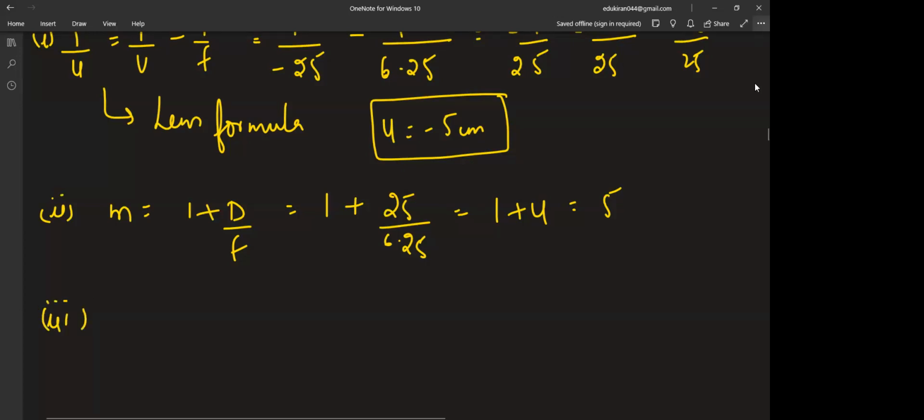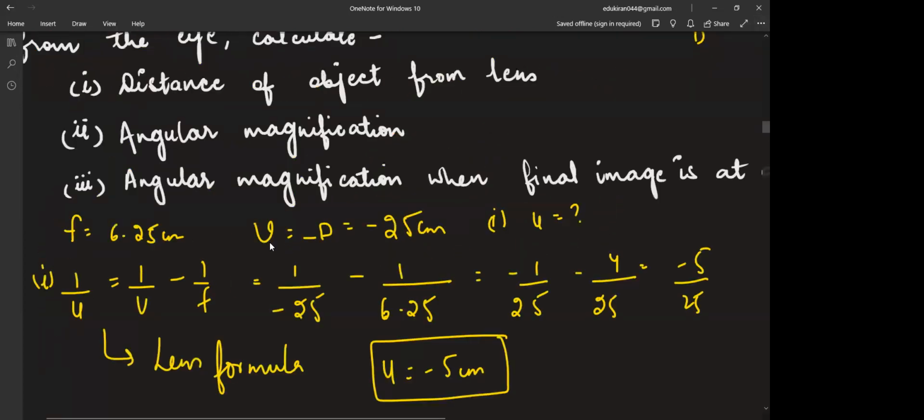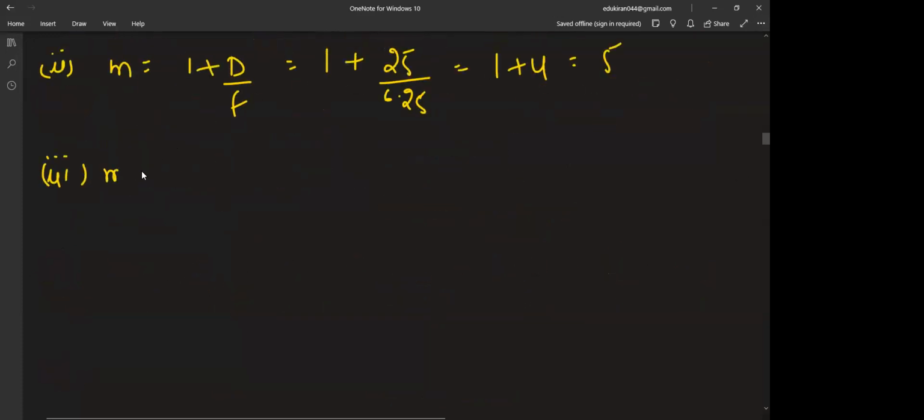Third part. This, no minus, that is for lens formula. Third part, angular magnification and final image is formed at infinity. So for that, you do not put the 1. You just have D by F. That is 25 by 6.25 is equal to.